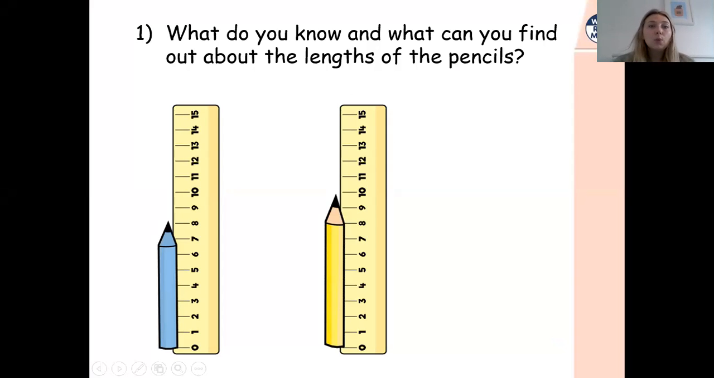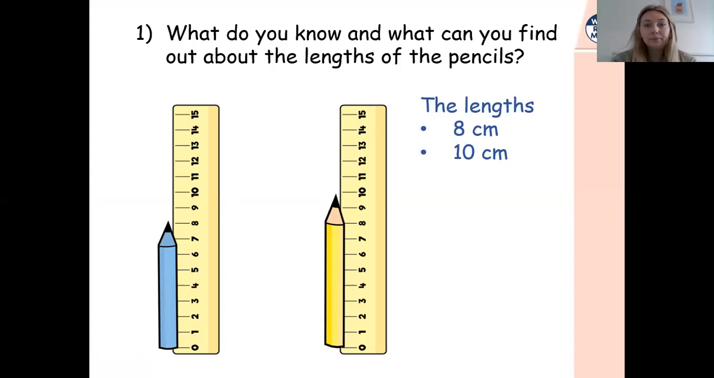It's asking us, what do you know and what can you find out about the lengths of the pencils? So I'd like you to pause the video here and have a look at the length of these two pencils. What can you find out by looking at these pictures? Off you go. Okay, hopefully you have unpaused the video and you have lots of ideas about what you have been able to see. So let's talk through some of the ideas that we can see.